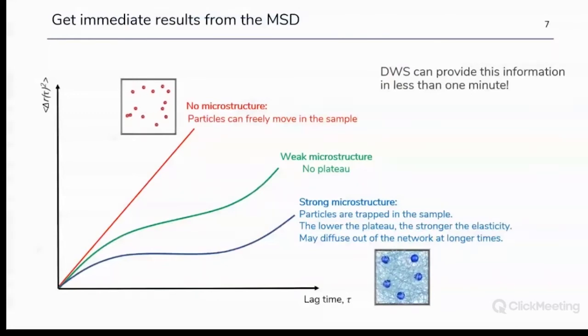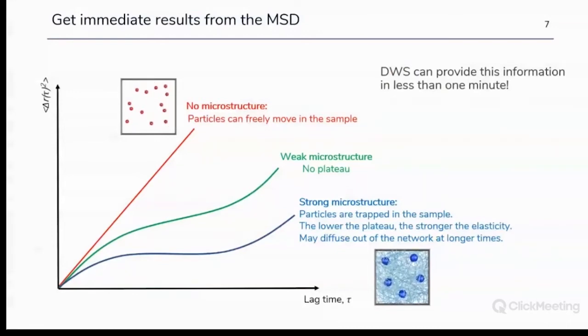On the other hand, if we analyze the green curve and a microstructure starts to develop which prevents the particles from moving freely, we see that a plateau develops in the middle, for average lag times. This illustrates the fact that the particles at some point are kind of stretching the microstructure, and only after a certain time will they be free and continue their path.